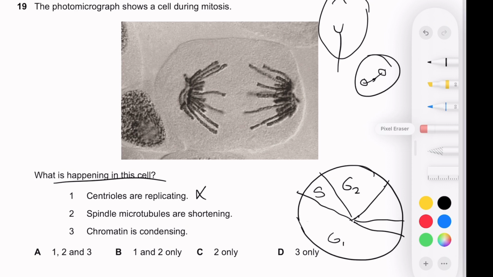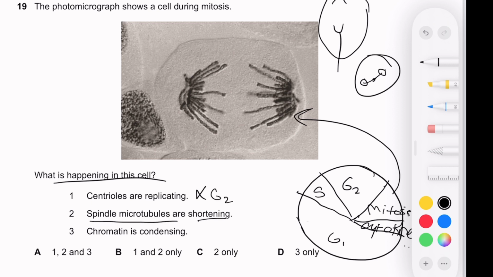And then we have mitosis. Mitosis includes PMAT, or prophase, metaphase, anaphase, and telophase. And anaphase is what we see here, and it's part of mitosis. And then we have cytokinesis, which is basically when the cells split up. Okay, so basically centrioles are replicating. We established it's wrong because it's in G2.